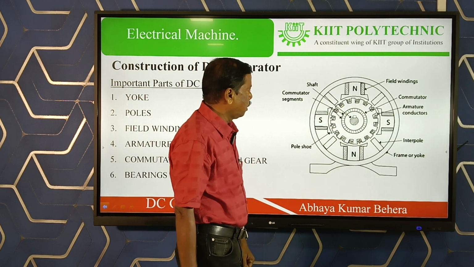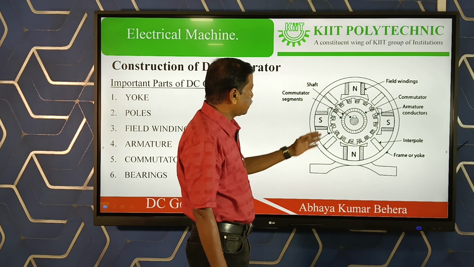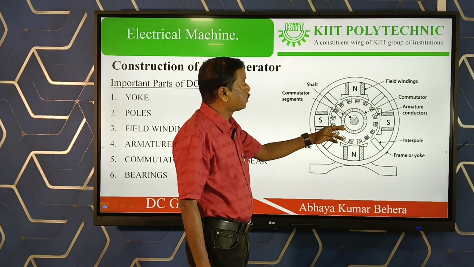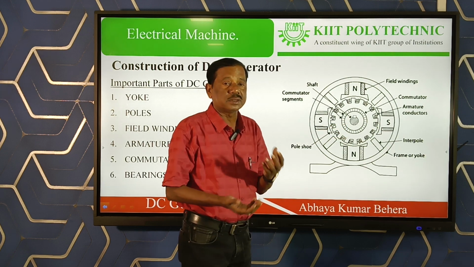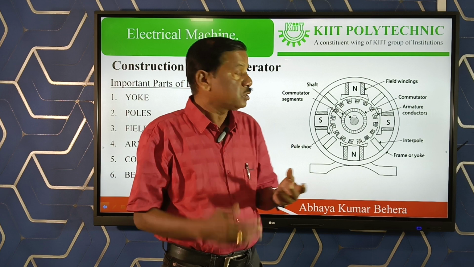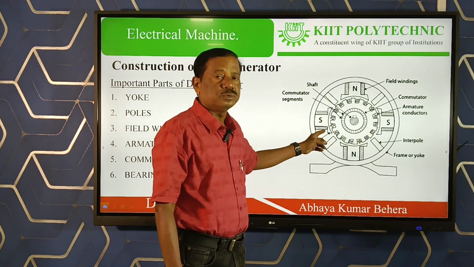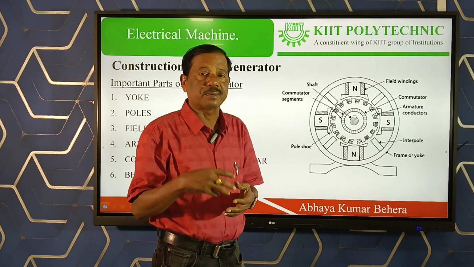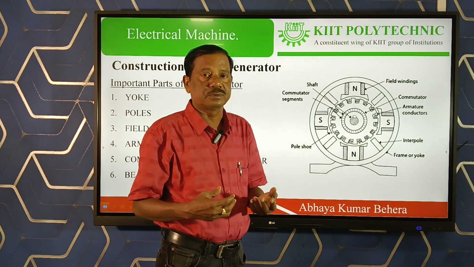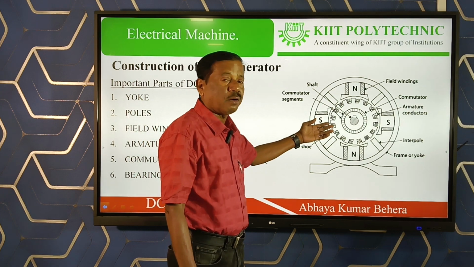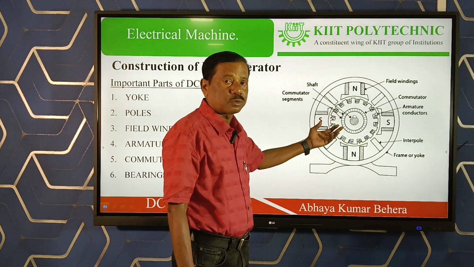Then next is the commutator. This portion is called the commutator. What does it do? It converts AC to DC or DC to AC. So the same machine we can also use as a motor. When you are using it as a motor, we give an AC supply, and it is converted to DC. Here our objective is to produce DC output.